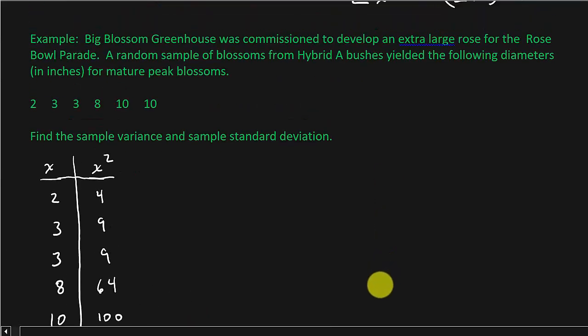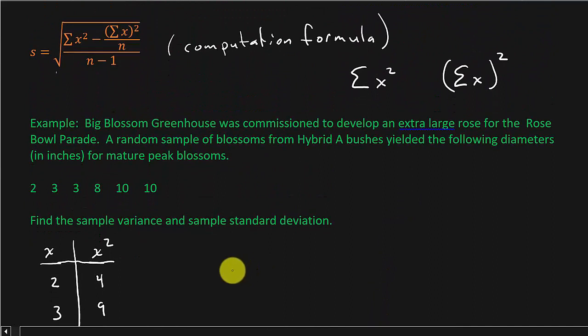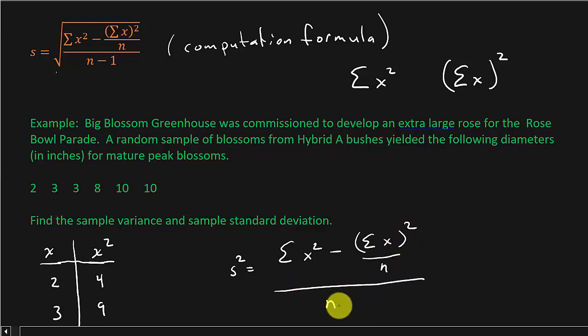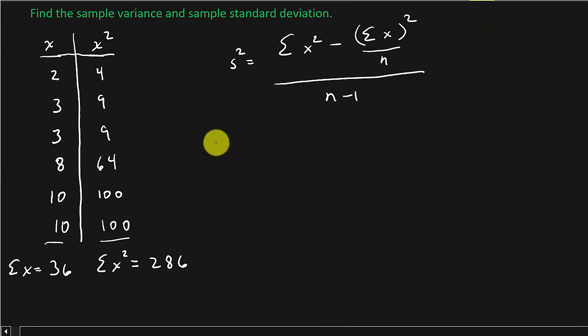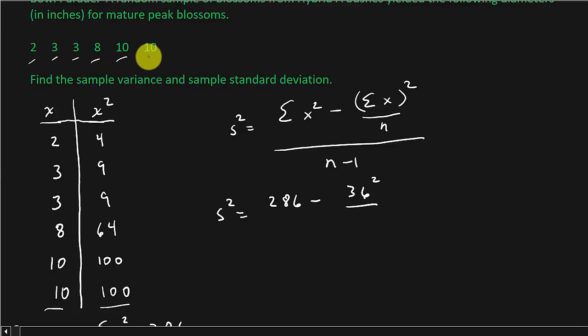So now let's write our formula down. We've got s squared is equal to the sum of x squared minus the sum of x, all of that squared, over n, and then all that divided by n minus 1. That's our variance. So look, this is all we do. The sum of x squared is 286, minus the sum of x. The sum of x is 36, and that is squared, and that's divided by n. What is n? We have 1, 2, 3, 4, 5, 6 values. And then that's divided by n minus 1.